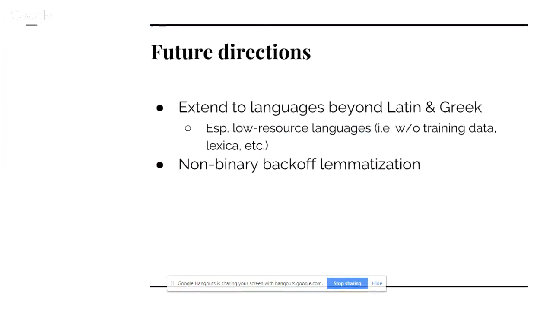Where's this going? I want to extend the lemmatization beyond Latin and Greek, especially for low resource languages, those without training data or lexica. And because of the flexibility in construction, that is where we can work together if you're working on a language that's not here, getting from the ground up. Let's start building up those lexica slowly. Let's start building up the training data slowly, but in a way in which we can start testing that it works, okay?